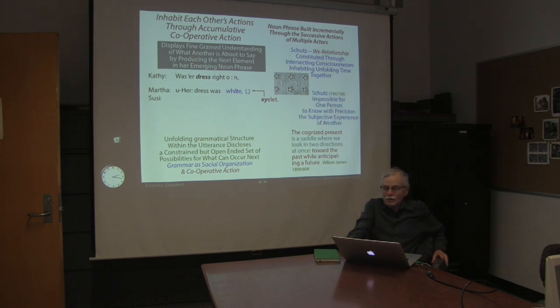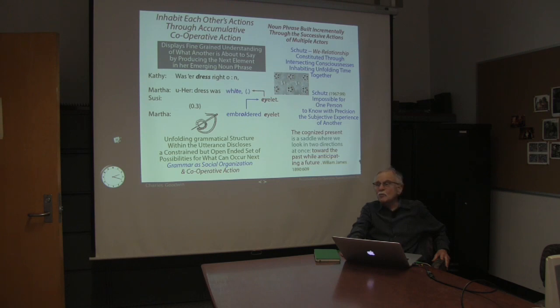He also noted that it's impossible for one person to know with precision the subjective experience of another. So he's saying our consciousnesses, our experience intersect, but you haven't got like a Vulcan mind meld. You don't get into each other's mind, but the differences are always there. And again, clearly what I'm trying to argue is that the fact that we're unfolding time, like in this noun phrase, is a real demonstration of the intersection. But at the same time, the people are different. And we get that a moment later when the original speaker, Martha, doesn't just accept eyelet. What she does is, she comes in and says, embroidered eyelet.